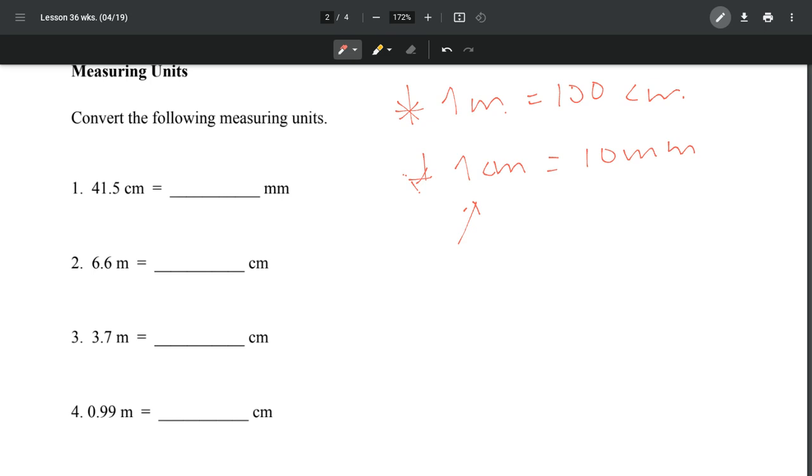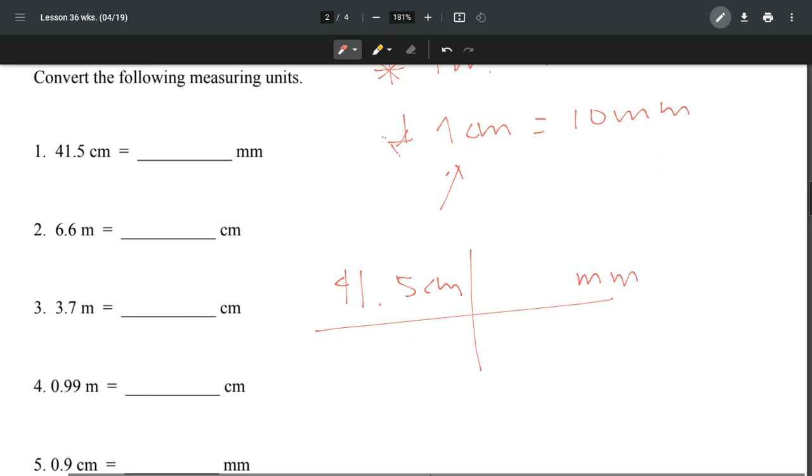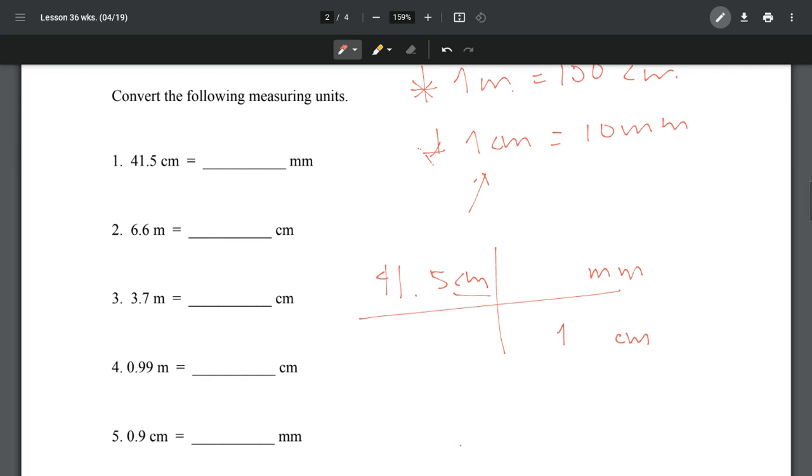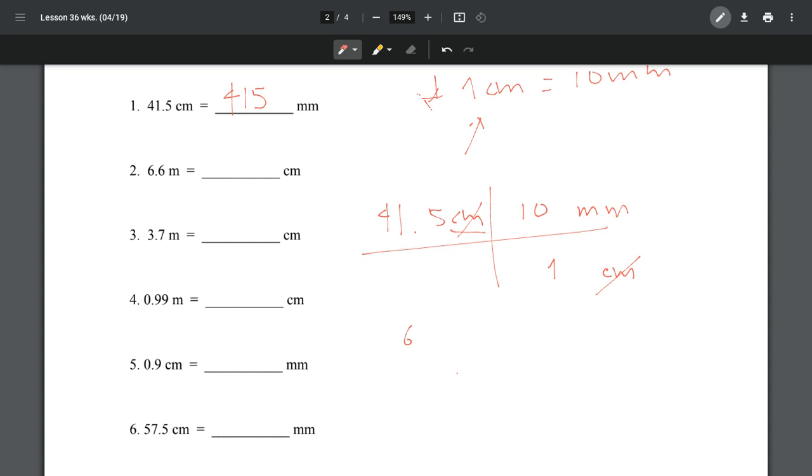So for number one, we're going to convert 41.5 centimeters to millimeters. Again, we've got to cancel out that measuring unit, so we're going to put centimeter there. And 1 centimeter equals 10 millimeters. Right? And so we can now cancel out the centimeters. And now all we've got to do is 41.5 times 10 divided by 1. And so that's 415 millimeters.